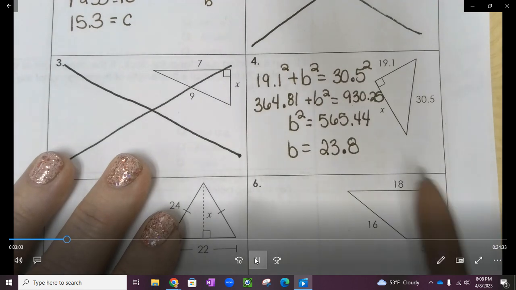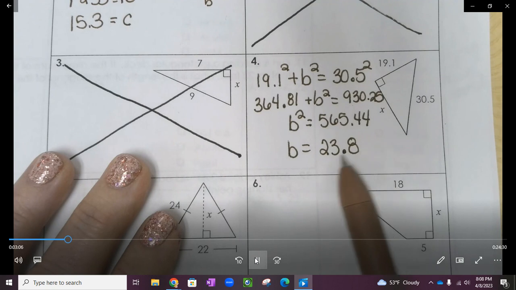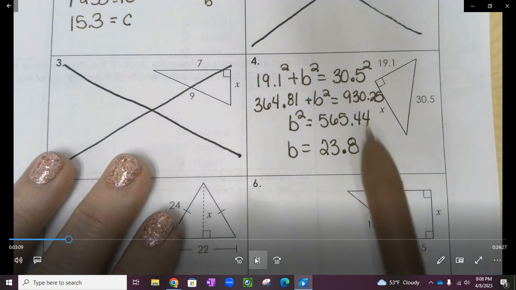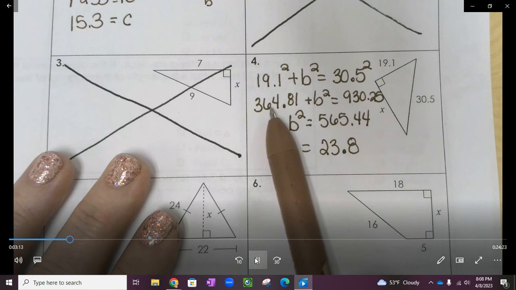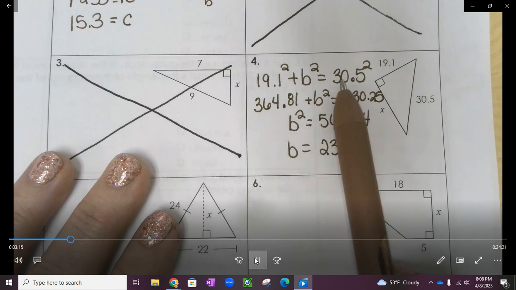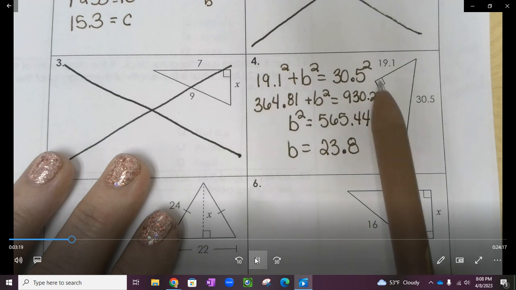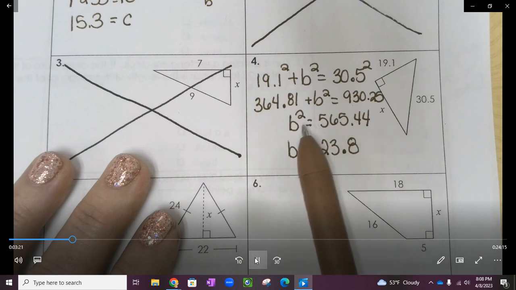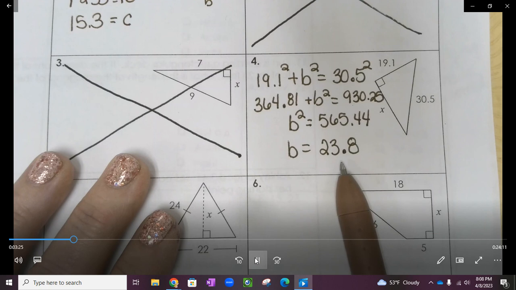All right, let's see what you got. I got 23.8. It was 23.7789. That rounds to 23.8. And I want to let you know that it doesn't matter what numbers they give you. This one was a subtraction problem. I went ahead and showed you all the steps. But basically, 30.5 squared minus 19.1 squared gives us 565. And then we take the square root, and we get that decimal.